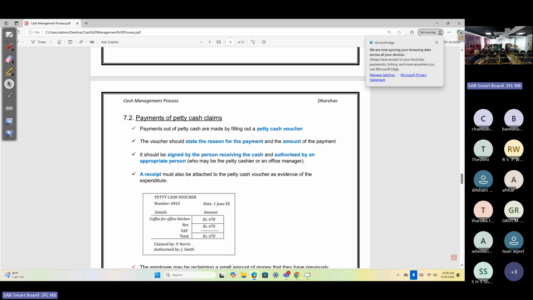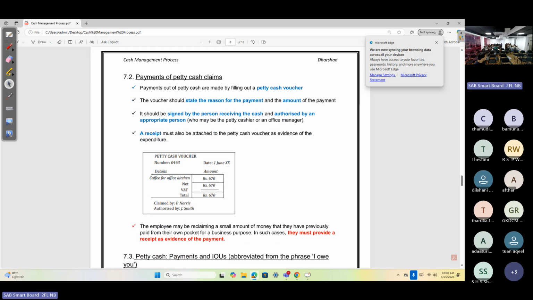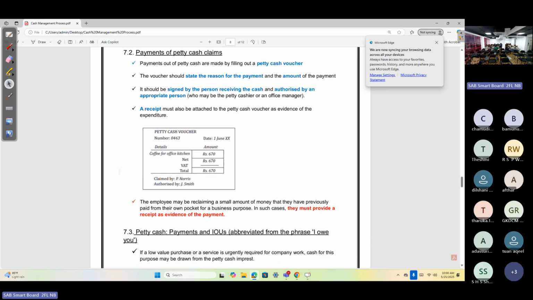It should be signed by the person receiving the cash and authorized by an appropriate person, who may be the petty cashier or office manager. Signed by the relevant person. Once he receives the money, he should acknowledge, and that petty cash voucher must be approved by the authorized person, normally the petty cashier. A receipt must also be attached to the petty cash voucher as evidence of the expenditure. Receipt means bills and invoices. Okay. This is the petty cash voucher format.